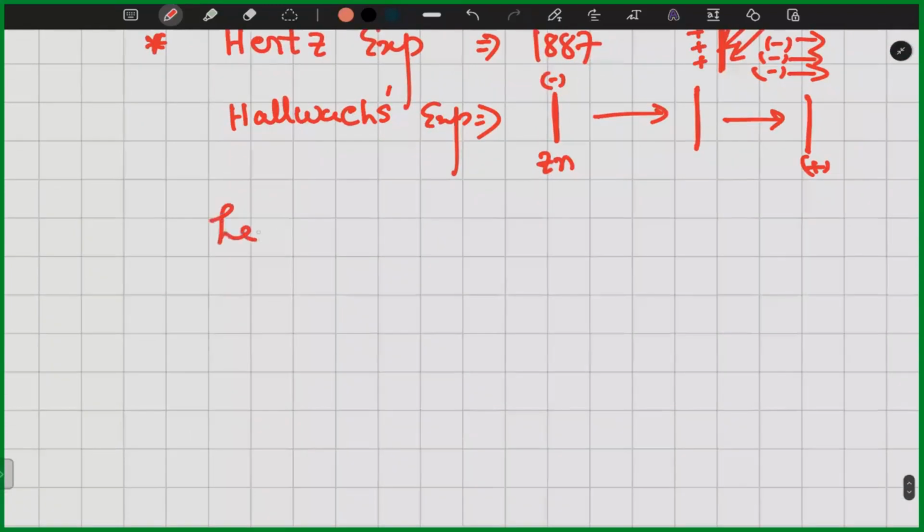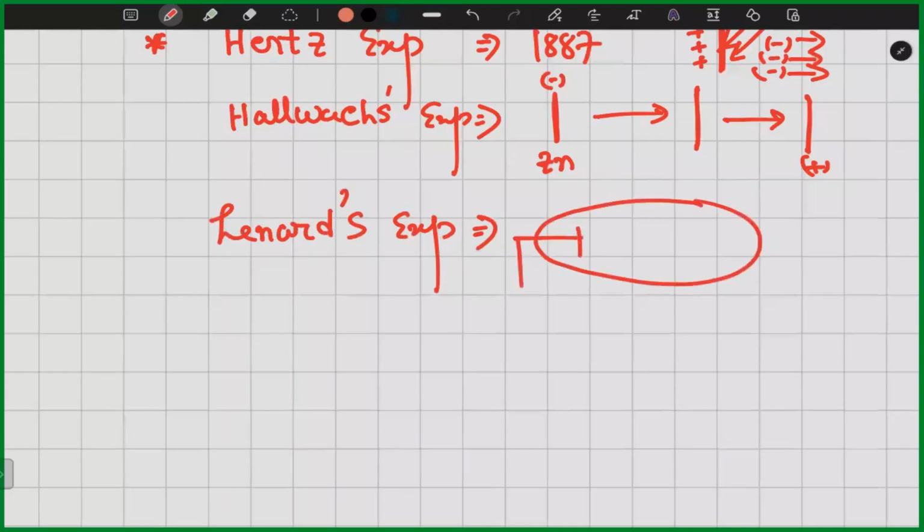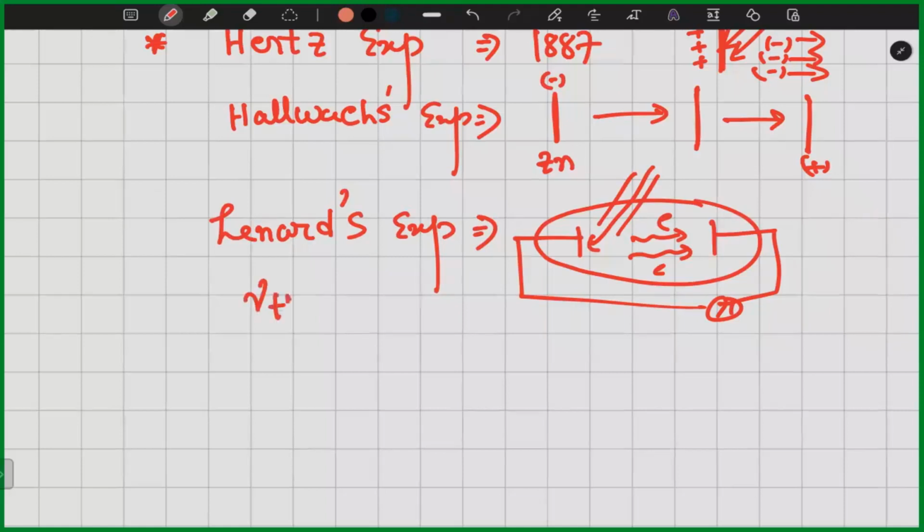And at last, Lenard, the most important part of that time, gave a setup like this. Here is a voltmeter, and light is incident here, and a flow of the negatively charged particles occurs. So this was Lenard's experiment, and from it he identified that there is a threshold frequency. If we irradiate radiation with a frequency greater than the threshold, then only does this photoelectric effect occur. This is called the photoelectric effect.